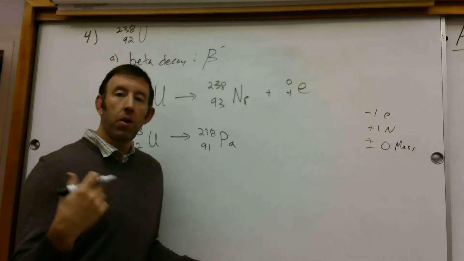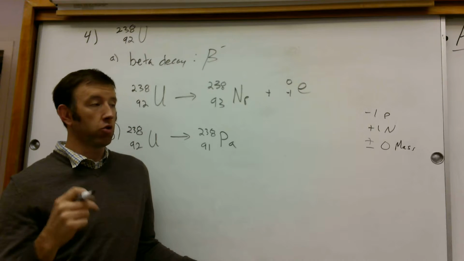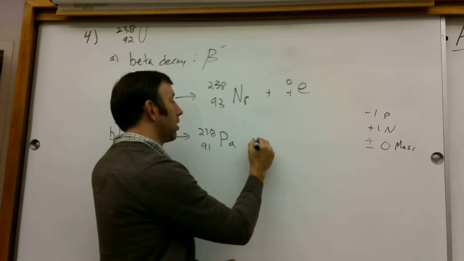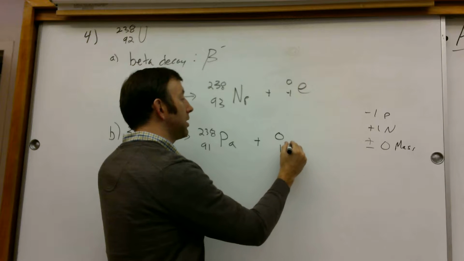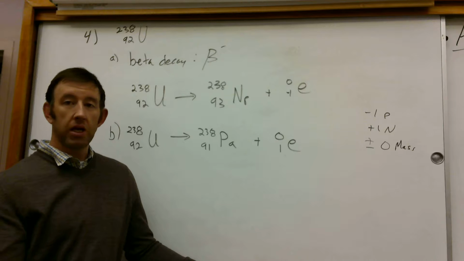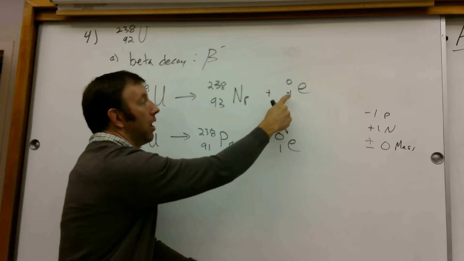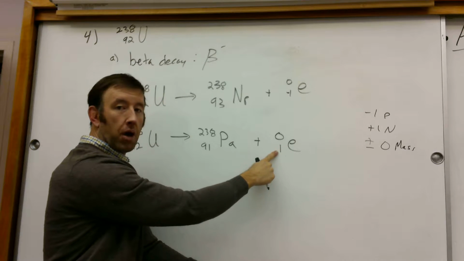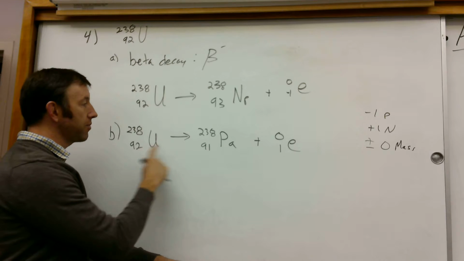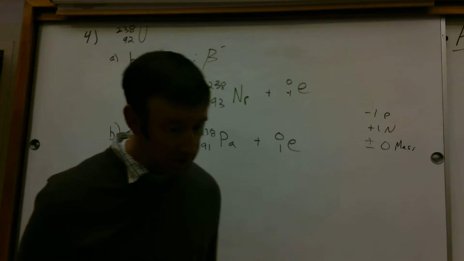Now, what particle was emitted from the nucleus in order to make this happen? It says it was positron decay, so it's going to be 0, 1e. The distinguishing factor between an electron and a positron in terms of how we write the symbol is that electrons have a negative charge and positrons have a positive charge. So this shows the transmutation of uranium into protactinium by the shedding of a positron.